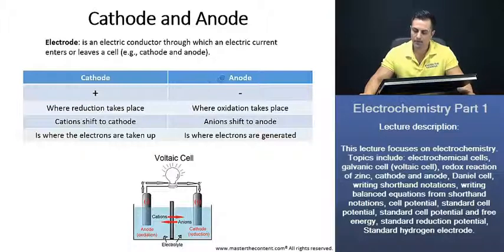Now, if we take a look at the anode, this is where it's given a negative sign, as we see here. Furthermore, this is where oxidation takes place. Anions shift to the anode, and we see the anions shifting towards our anode. This is where electrons are generated, and we see our electrons being generated at our anode. Okay, great. Now let's actually do an example.